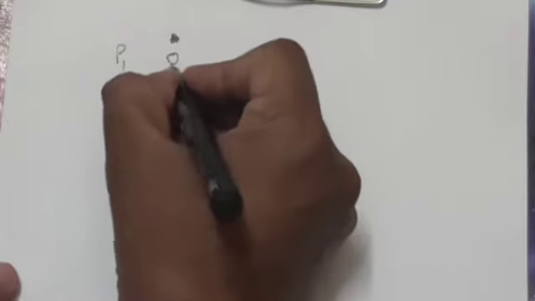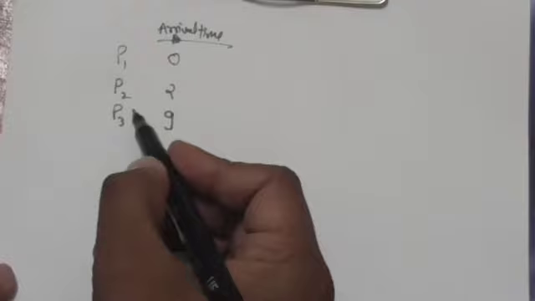Now see, here we have three processes P1, P2 and P3. P1 has arrived at time 0, P2 has arrived at time 2, and P3 has arrived at time 9. So the arrival time of process P1 is 0, and of process P2 is 2, and of process P3 is 9.